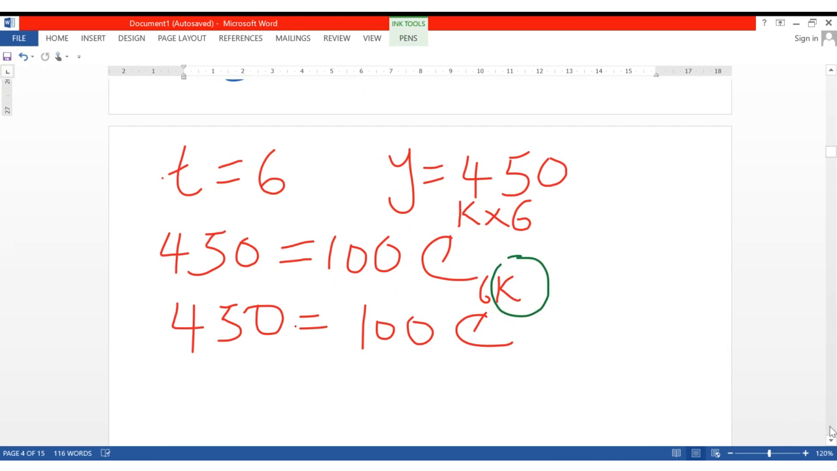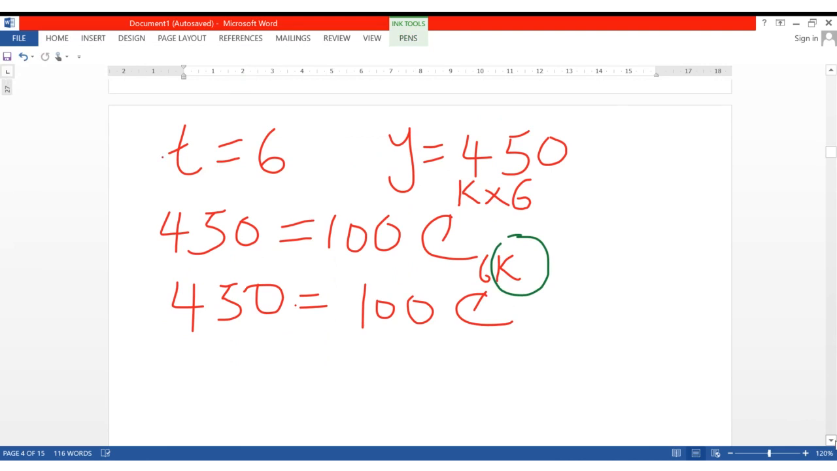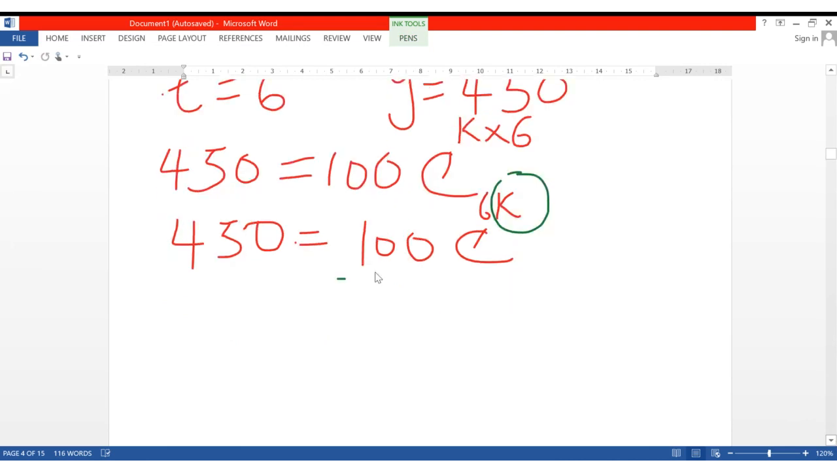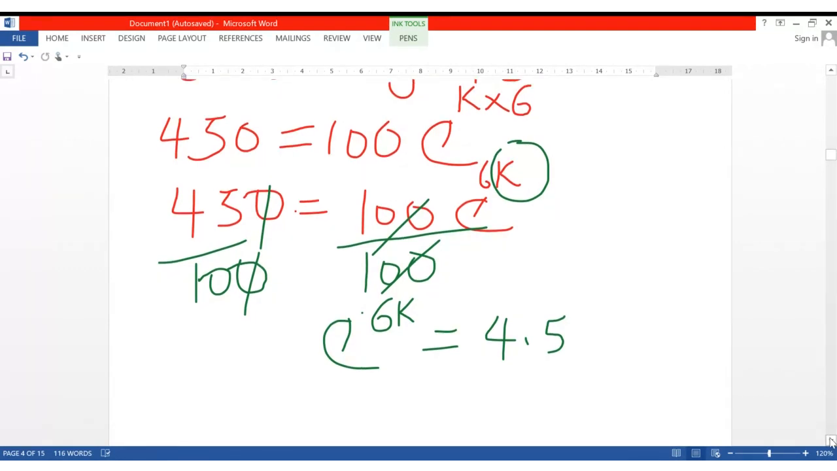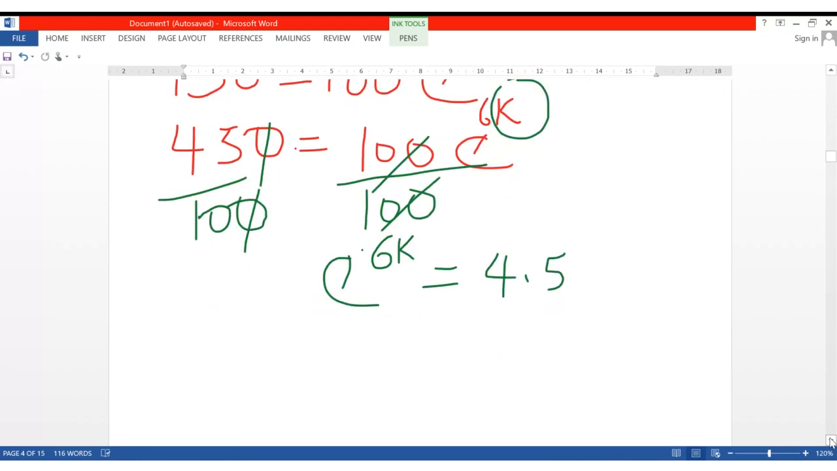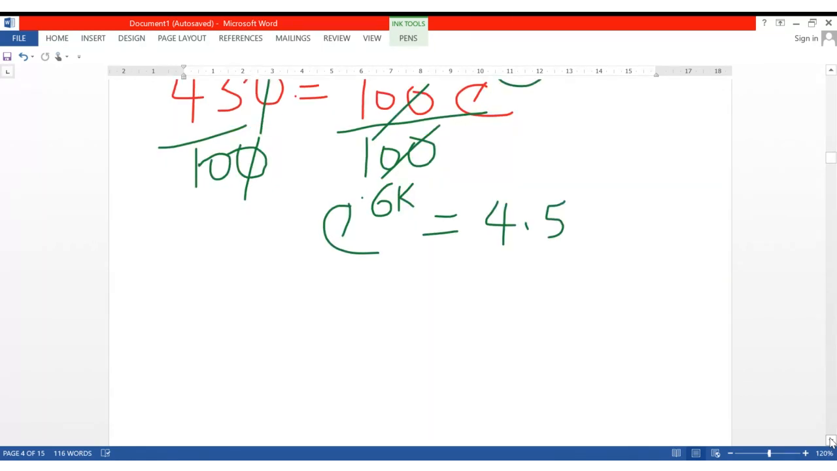First of all, I will bring like terms together, the constants together. So I divide by 100 first of all, to remove that one, so I can cancel the 0 and the 0. I'll end up with exponential 6k being the same as 4.5. Exponential 6k is equal to 4.5. How do you solve for that one?